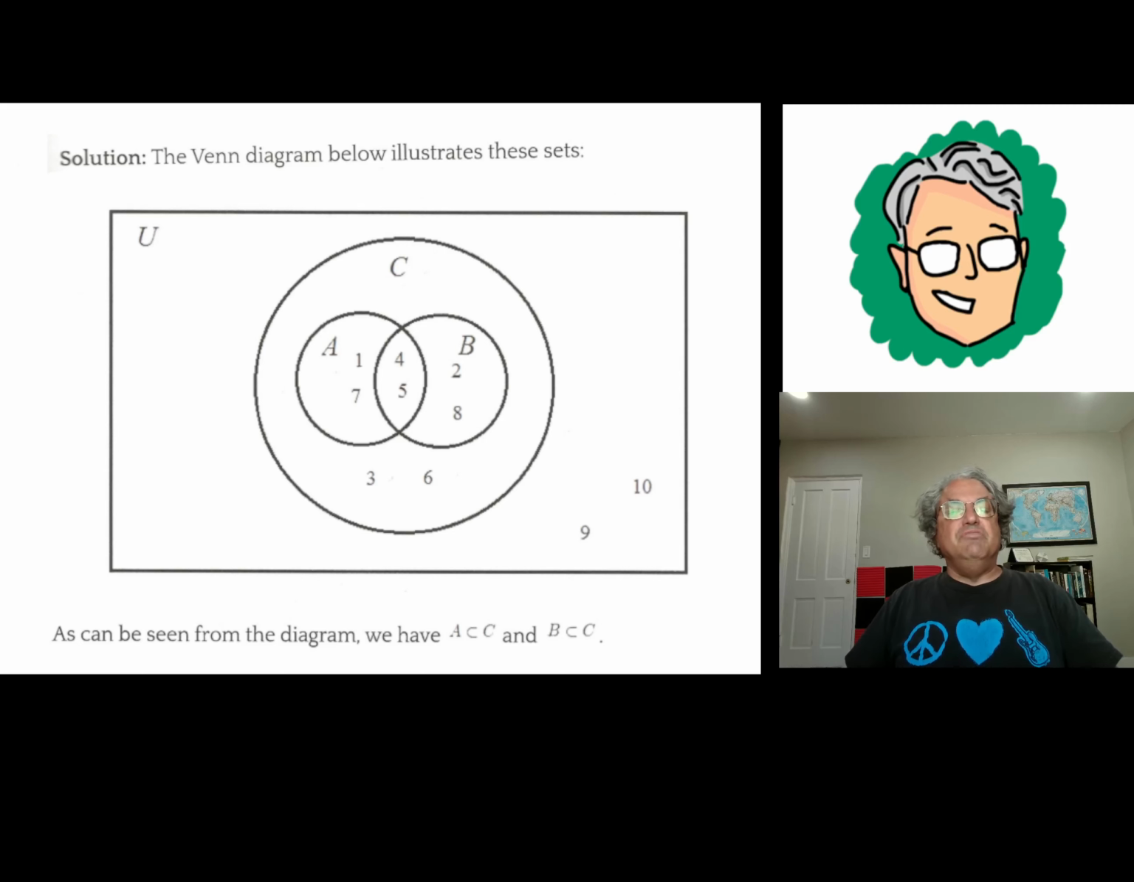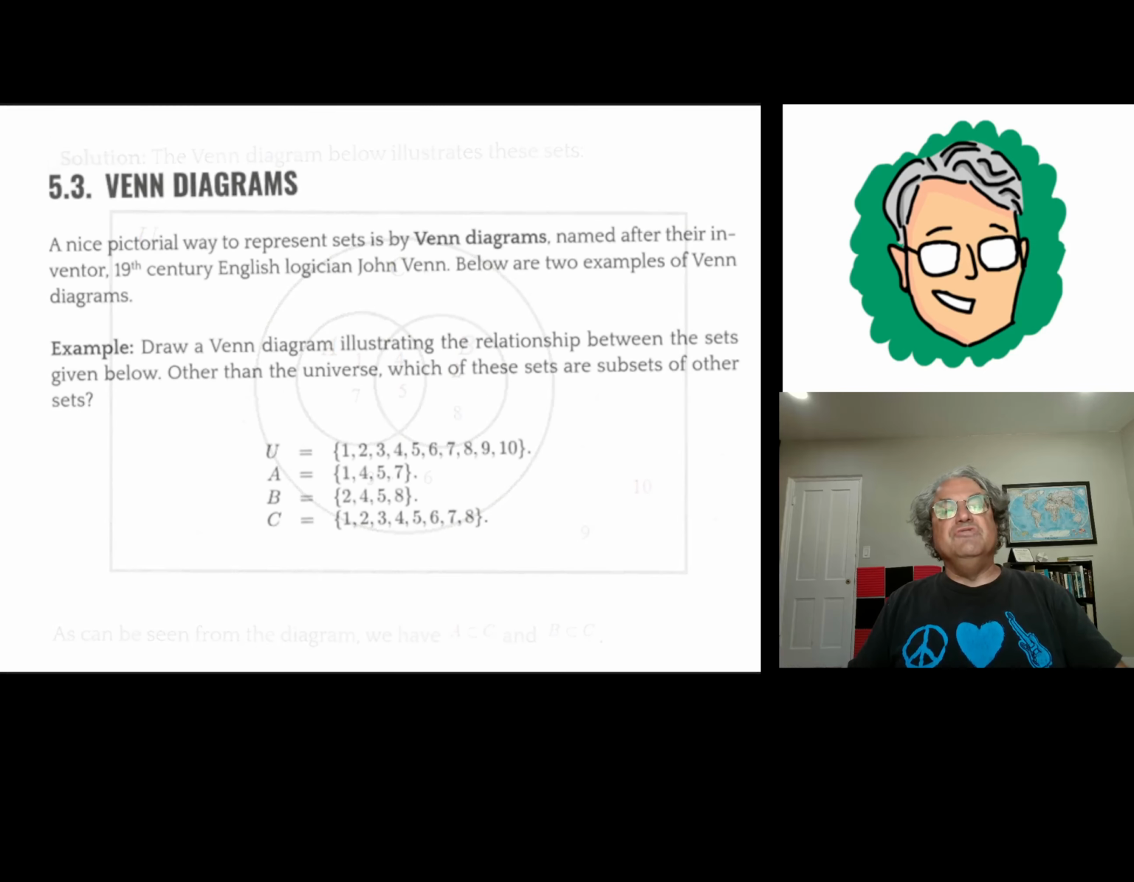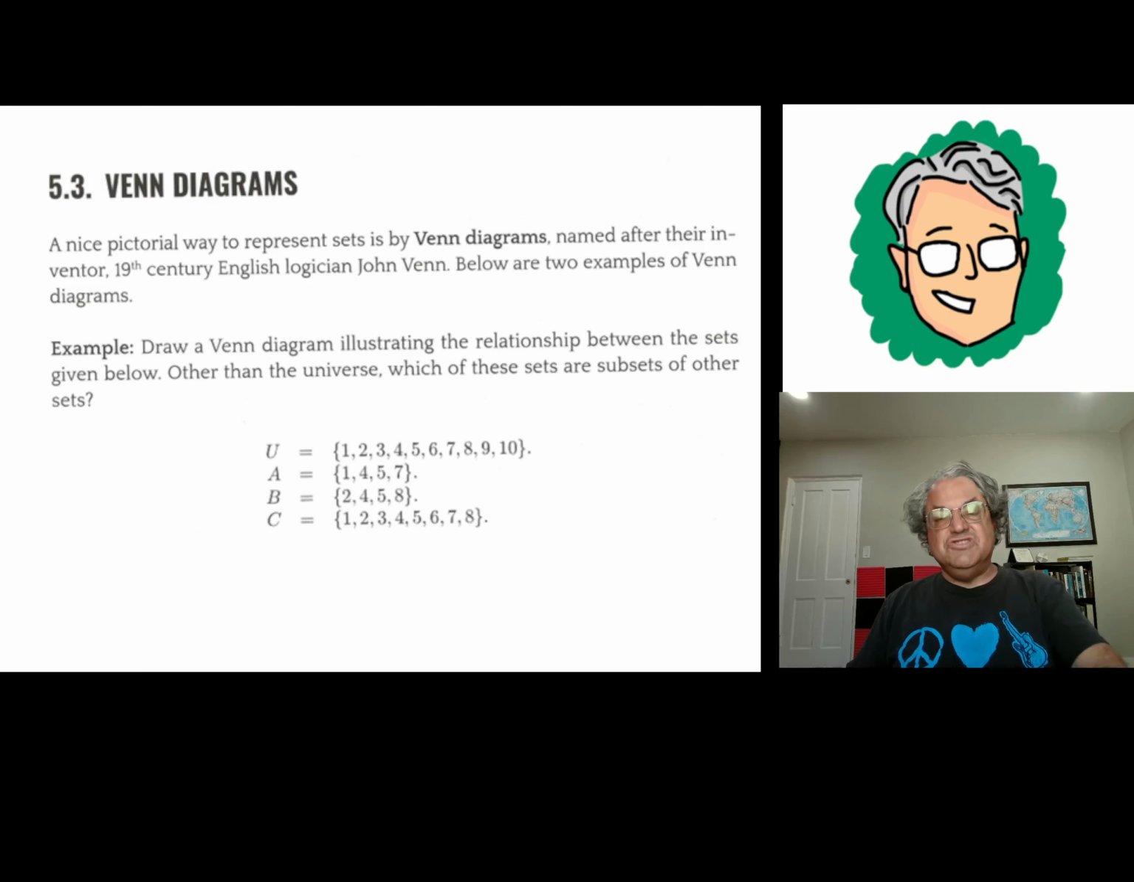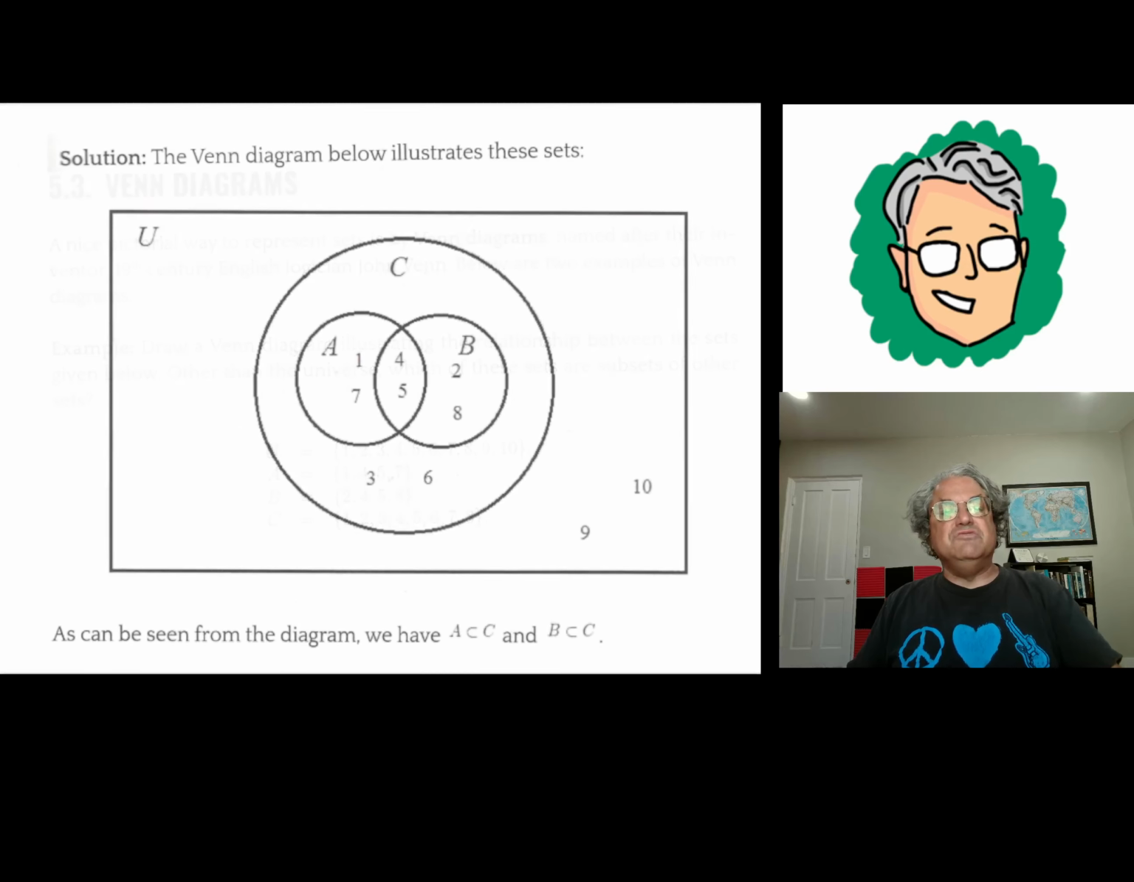And then C is the biggest of these sets. That's the set with the numbers 1 through 8. So that has every number in the universe except 9 and 10. And then you can see that A and B are both subsets of C. That's not so obvious when you just look at the definitions of these sets, but when you actually draw this Venn diagram, you can just at a glance see the relationships between these sets.